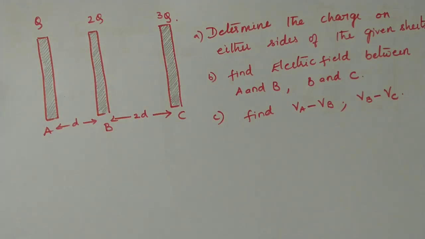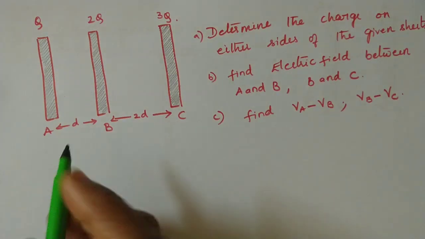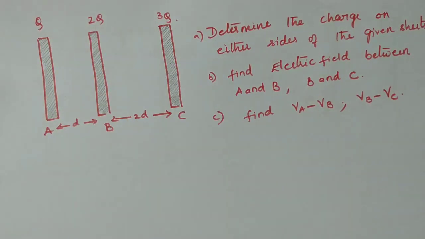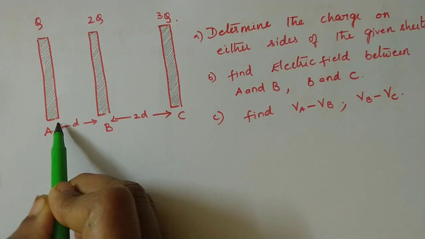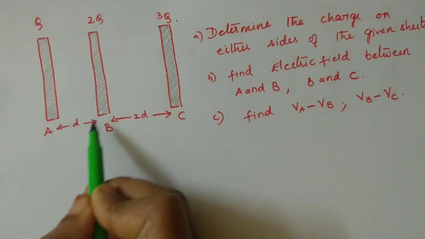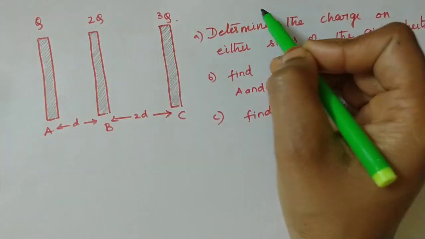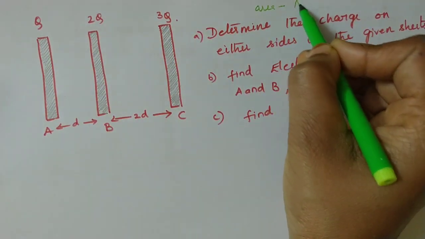Okay, now coming to this question, instead of 2 plates, we are given 3 plates. Charges are Q, 2Q and 3Q. See, now the distance is not the same. Distance between A and B is D, between B and C is 2D. Take the area of the plates as capital A.